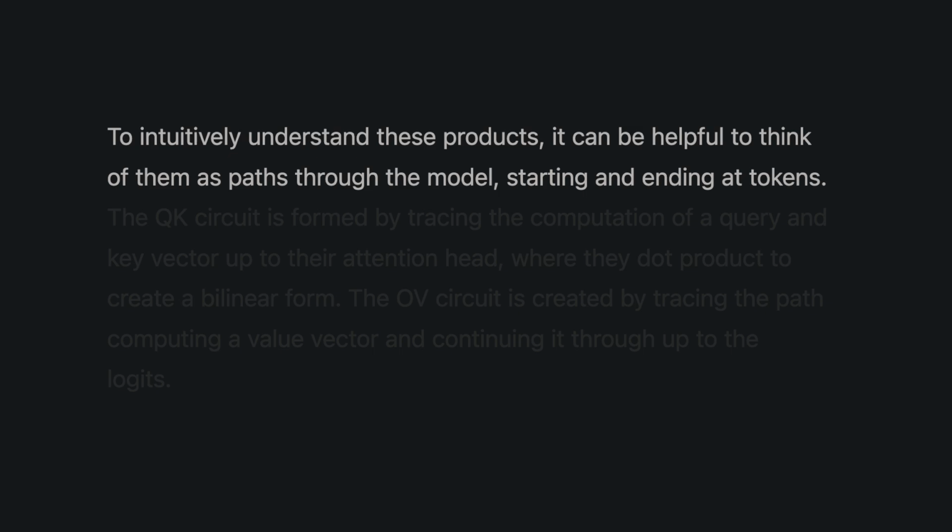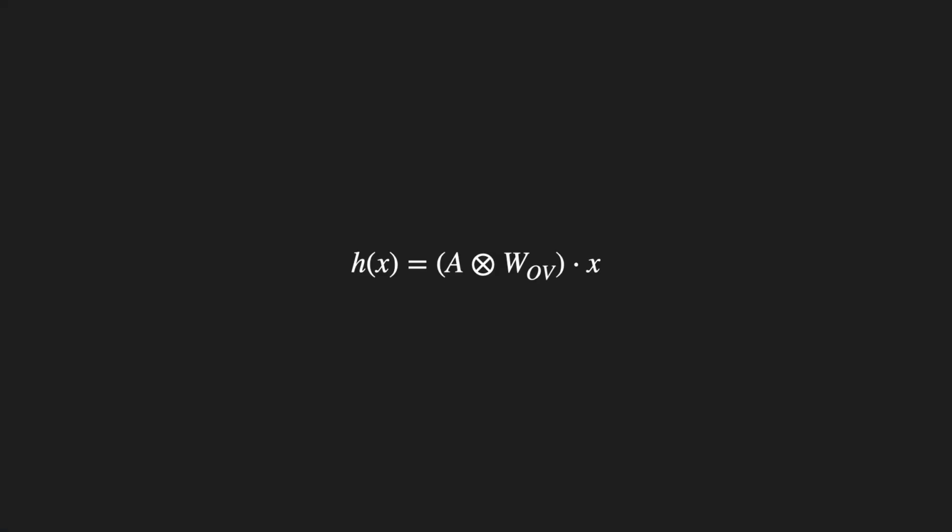To understand these products, it can be helpful to think of them as passed through the model, starting and ending at tokens. There are two important circuits that this paper talks about: the QK circuit and the OV circuit, which is what we just looked at. The next thing we need to do in this equation is to understand what A is. We're taking a tensor product with that. So this was our first circuit.